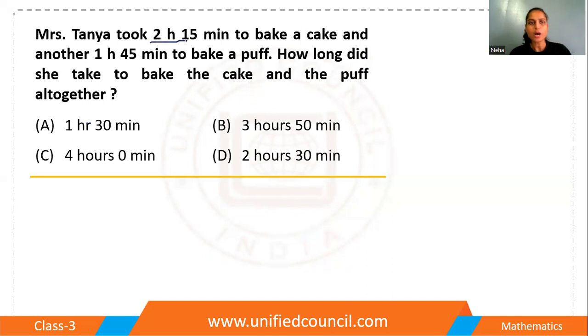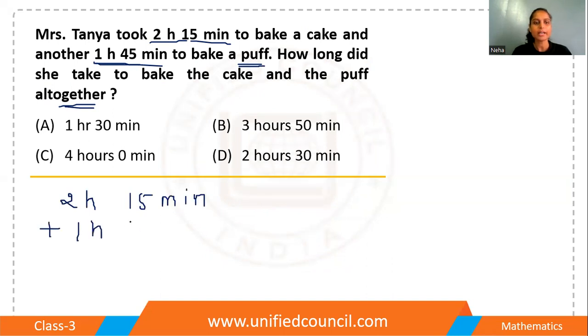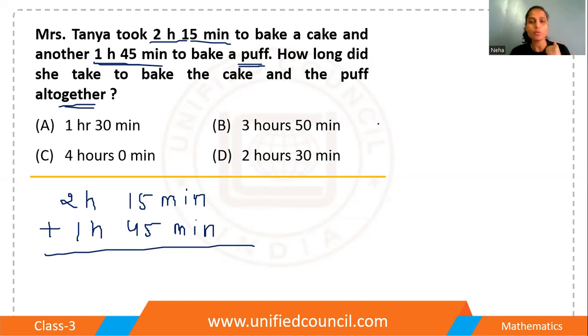Mrs. Tanya took 2 hours and 15 minutes to bake a cake and another 1 hour 45 minutes to bake a puff. So how long did she take to bake the cake and puff all together? Okay. So the time is 2 hours and 15 minutes plus 1 hour and 45 minutes. Okay. Correct. So basically in time, my dear students, you know one thing that in 1 hour we have 60 minutes. Yeah. And here we have to add this time, right?